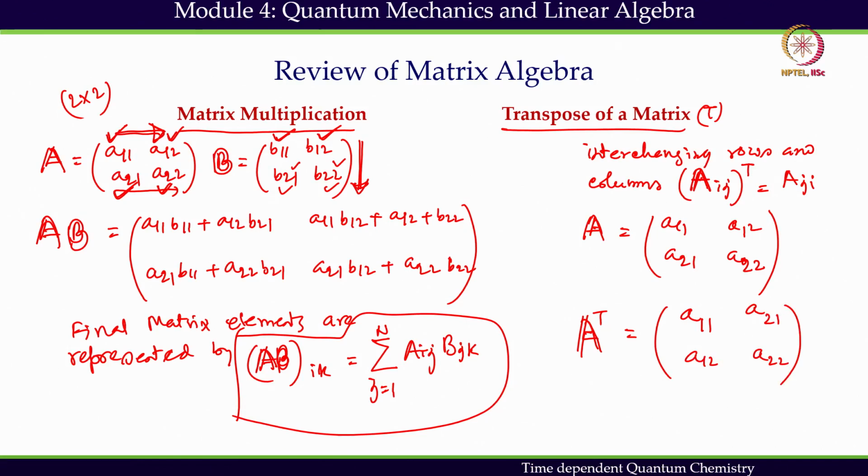Therefore, the transpose of a column matrix is a row matrix. If I have a column matrix like this, A1, A2, A3, then the transpose would be the row A1, A2, A3. A column matrix is converted to a row matrix, and this kind of column matrix is called a vector in linear algebra.